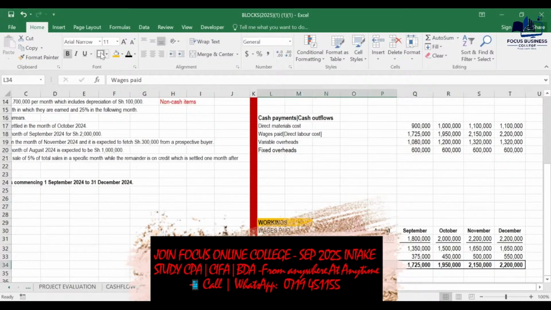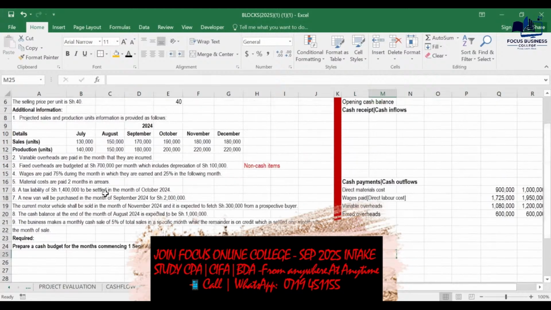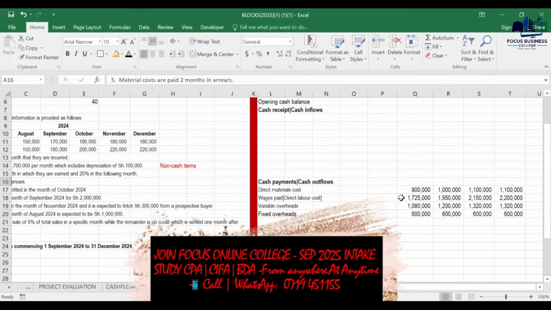So what we need to do is we proceed to the next note. In our case, we are done with the variable overheads. We are done with the wages, and then materials. Materials here, we are told materials are paid 2 months in arrears. Materials will be paid after 2 months. So in this case, whatever we recorded here is not correct. Basically, we need to recompute this afresh.